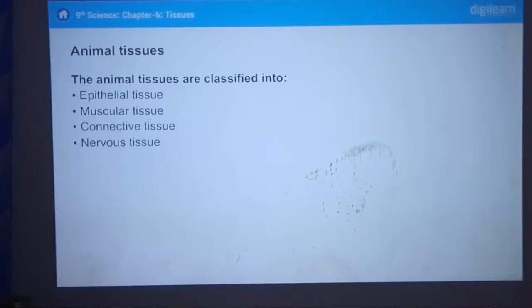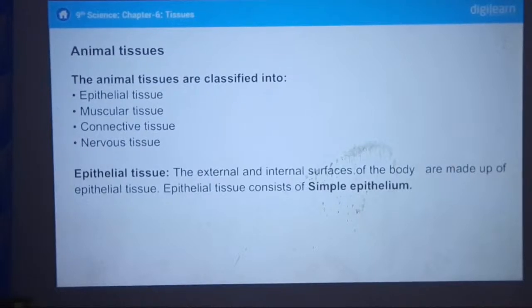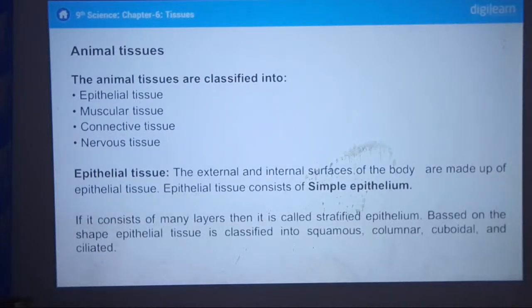Animal tissues. The animal tissues are classified into epithelial tissue, muscular tissue, connective tissue, and nervous tissue. Epithelial tissue. The external and internal surfaces of the body are made up of epithelial tissue. Epithelial tissue consists of simple epithelium. If it consists of many layers, then it is called stratified epithelium. Based on the shape, epithelial tissue is classified into squamous, columnar, cuboidal, and ciliated.